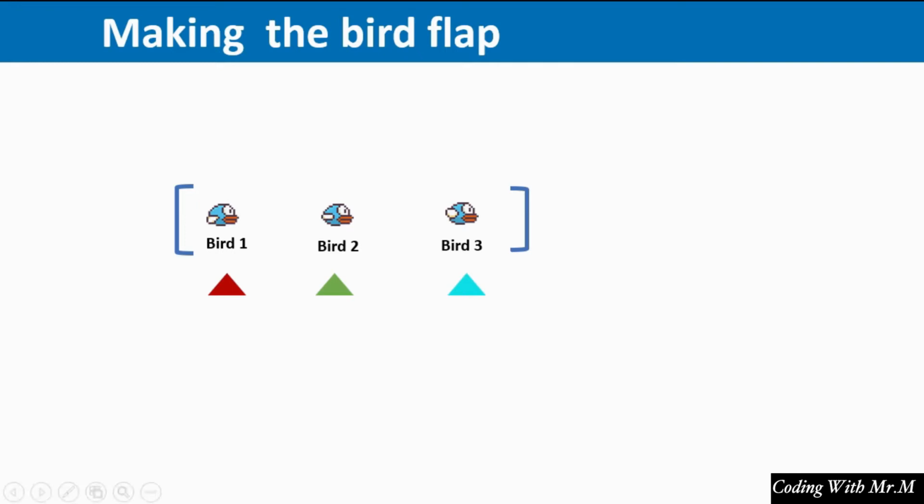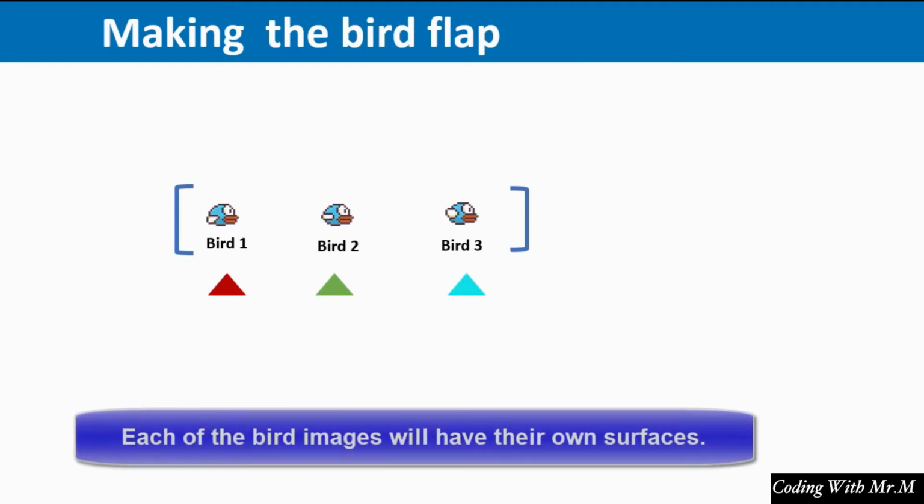If you take a look at the illustration here, we have 3 bird images. Note that each of the images will have their own surfaces. Also notice the position of the flap. You can see this flap is down, this is middle, and this is up. So the flaps on the birds are at different positions. We're going to be cycling through the list that contains the imported bird images and then creating animation from that.